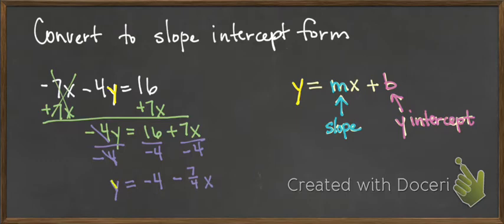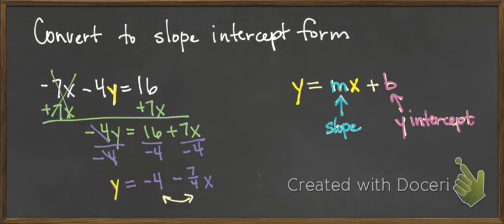That's good. But if I look at the right side, it's not quite in slope-intercept form. I want the x to be first, and then just the regular constant. So we need to switch spots. And you can do that because of the commutative property. Anything that's added or subtracted, you can always switch the spots.